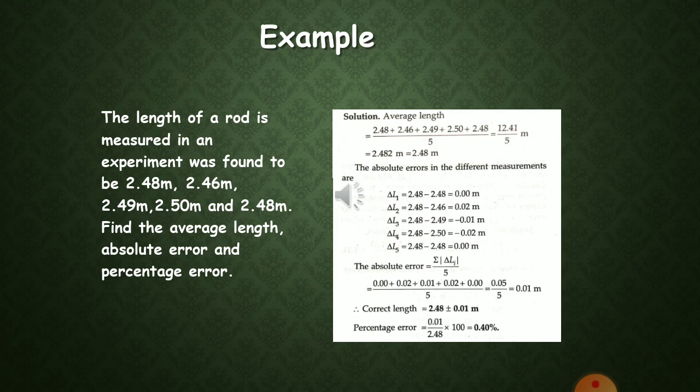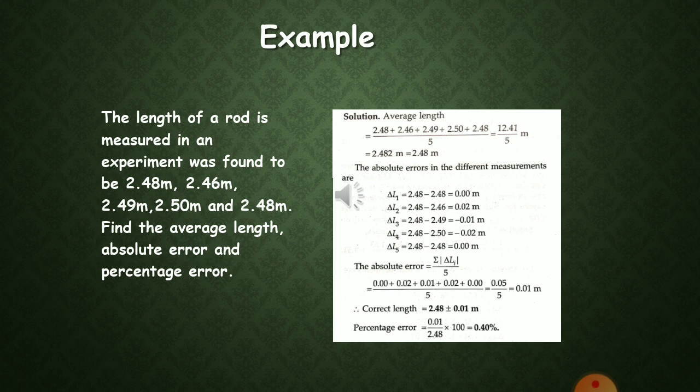First of all, what you have to do is calculate the true value. How will you calculate the true value? By taking the mean of all these values. So you will have the mean, and that comes out to be 2.48 meter. How will you calculate the mean? Add all the values and divide by the total number. There are 5 observations, so you will divide by 5, and the mean comes out to be 2.48 meter.